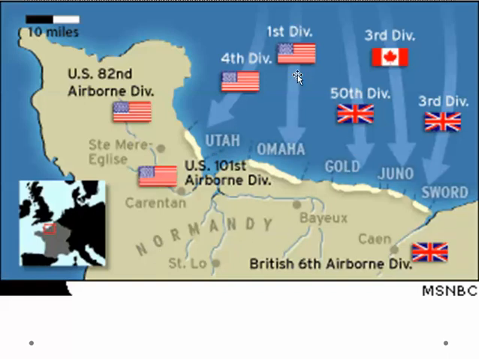The 1st Division and the 4th Division were U.S., at Utah and Omaha. And then we see the 3rd Division was actually Canadian, at Juno Beach, and then the 5th Division and 3rd Division were actually British, and they're going to land at Gold and Sword, and that's where this is D-Day. This is the invasion, and this is the inland map here, which shows you right there on France where it was.